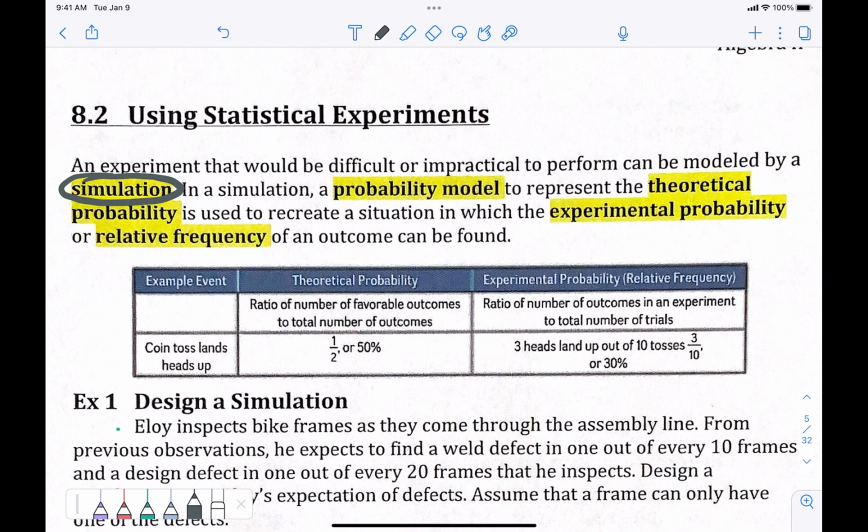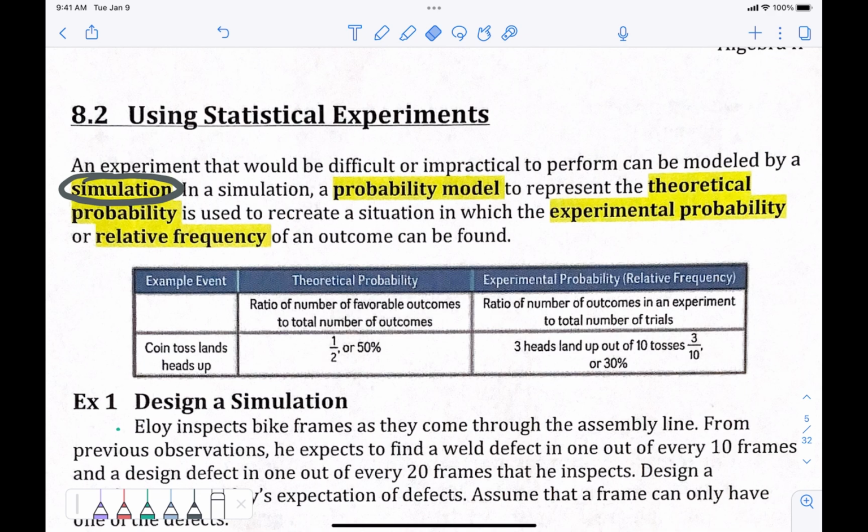One simulation that we might do has to do with collecting data on babies that are born. There's genetic factors and environmental factors that come into play, but for the most part, the chance of having a boy versus a girl is 50-50. Would you agree? 50-50 chance? So boys and girls have a 50-50 chance.